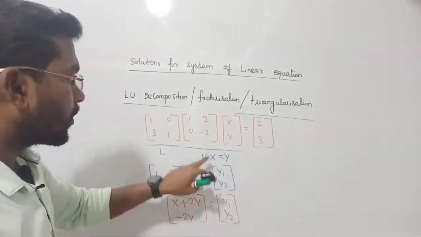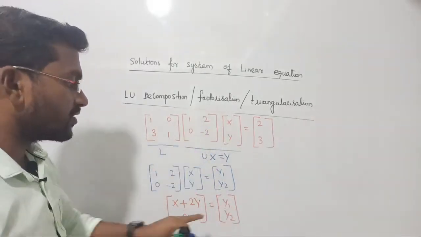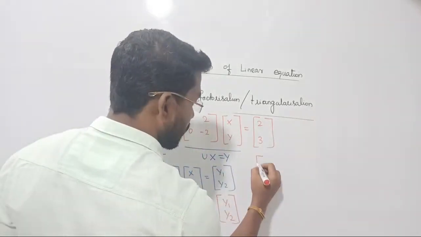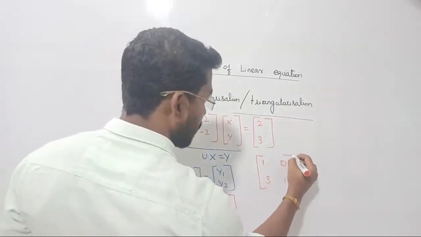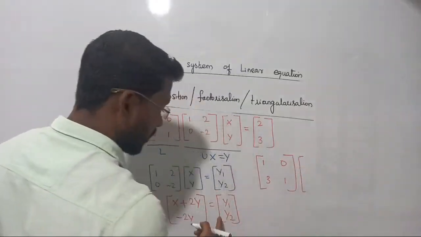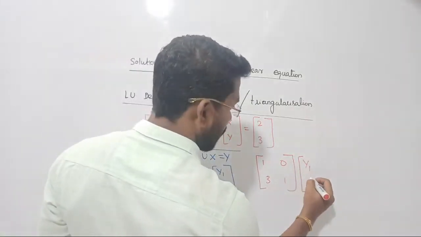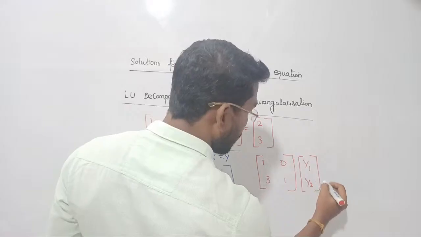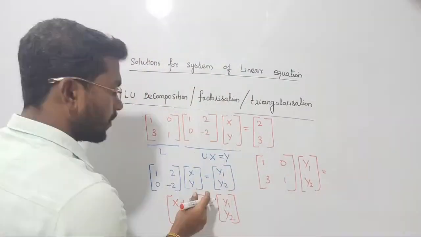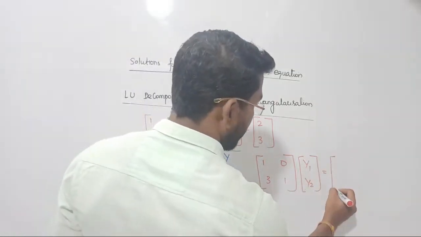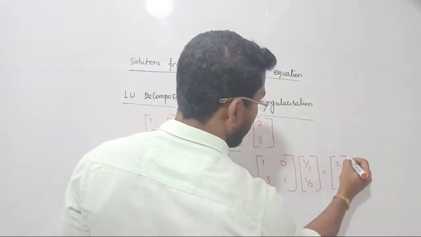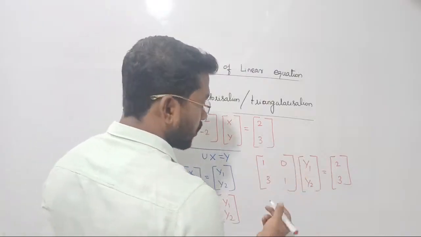Let us substitute. Instead of the total term, I am just considering y1 and y2, such that what are we going to get? You are going to get [1 0; 3 1], and here the variables that we are going to consider now are y1 and y2 only, right? Equal to, because this whole matrix can be replaced by y1 and y2, right? So next, you are going to get 2 and 3 here.